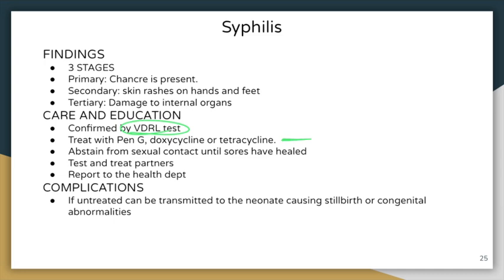You want to tell your client to abstain from all sexual contact until their sores have healed. We want to test and treat all partners. This is a reportable disease, an infection, and it gets reported to the CDC. If left untreated, it can be transmitted to the neonate, which can cause stillbirth or congenital abnormalities.